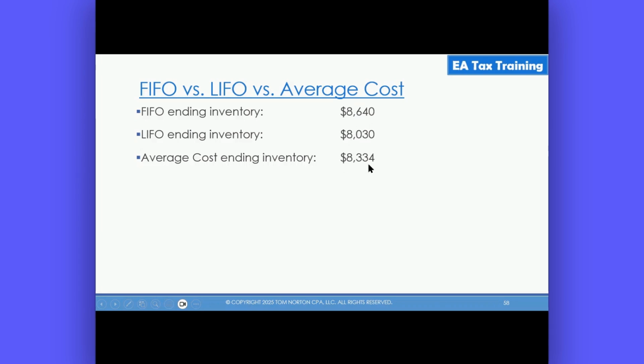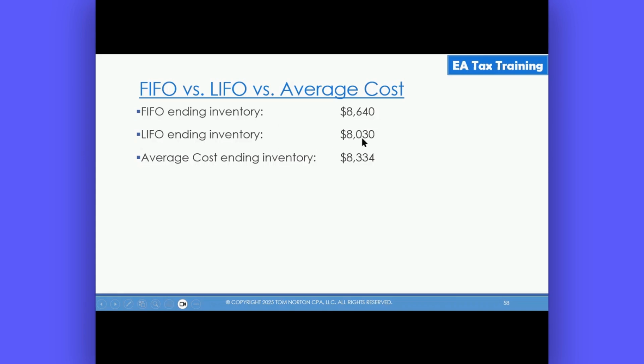So this now compares those three methods, and you can see under FIFO it was $8,640, LIFO $8,030, average cost was $8,334. Now you might look at this and say, well, it's not a huge difference. It's $600 between FIFO and LIFO, but remember, this is one product. If you start multiplying hundreds of products or thousands of products and thousands of units of products, these numbers can become very large. And so this is why businesses can have a significantly lower tax bill if they use LIFO than if they use FIFO or even average cost.